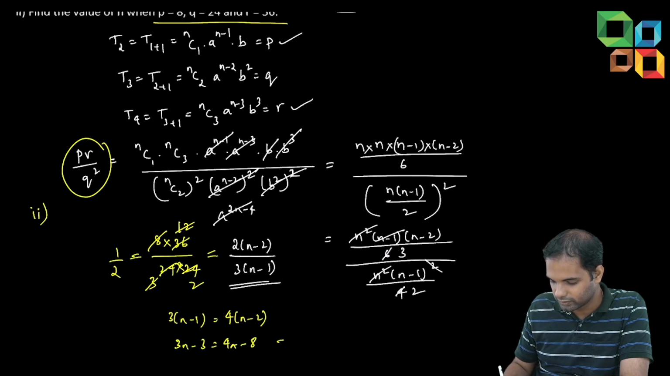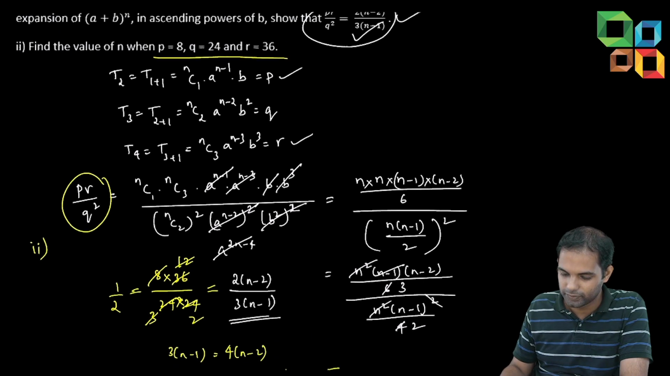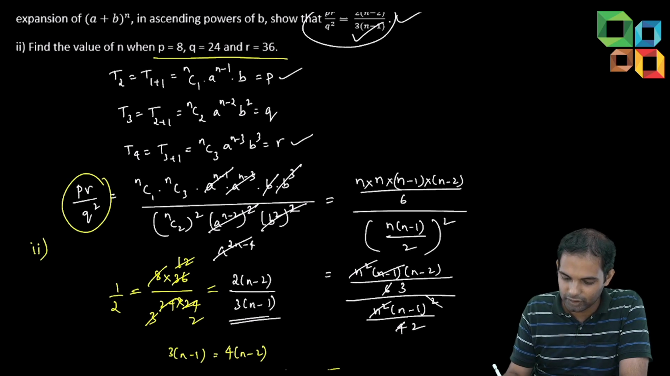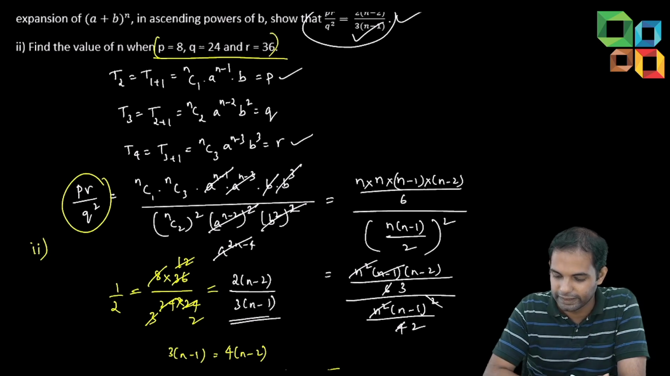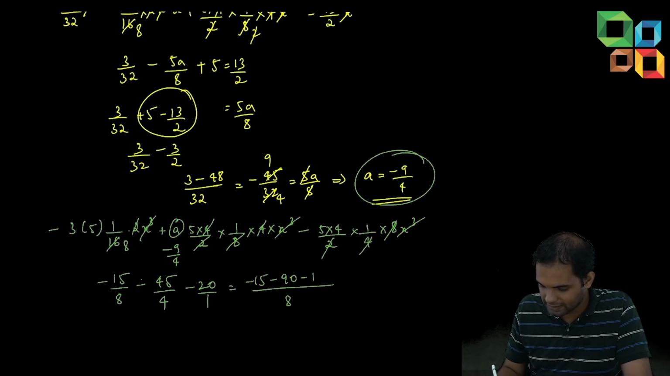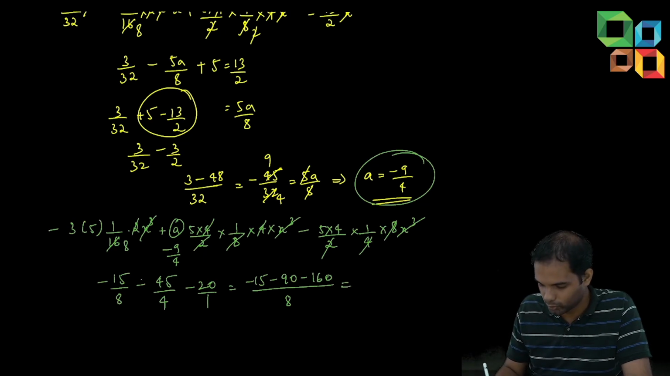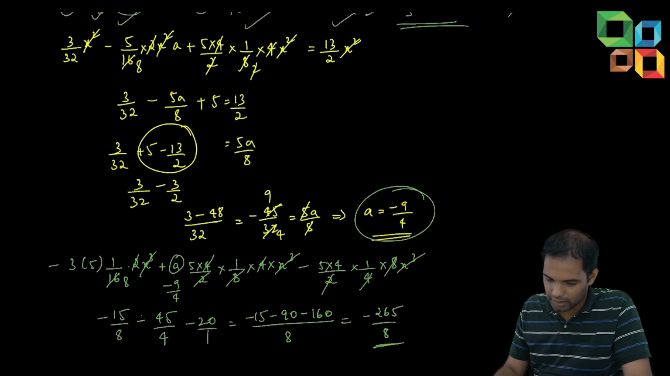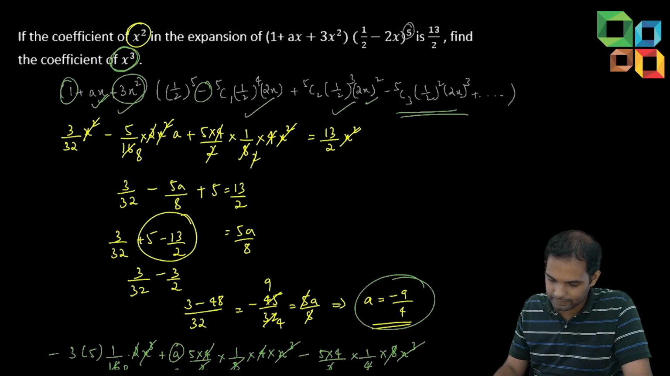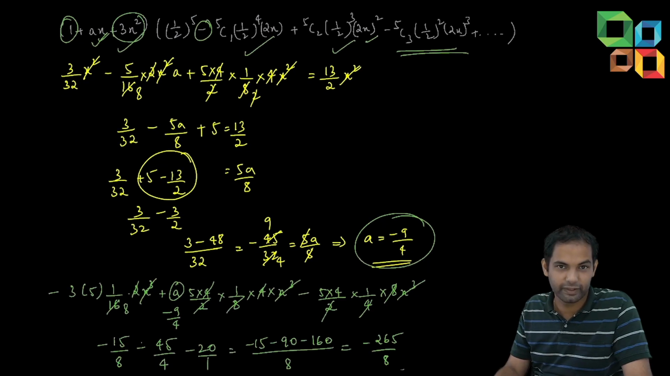N is equal to, take minus 8 to the other side, it will be 5. That means when n is equal to 5, right? N is equal to 5 when these values are 8, 24, and 36. So 20 into 8 is 160, right? So it comes out to be 160, 250 minus 265 by 8. The final quotient we're getting for x cube is minus 265 by 8.